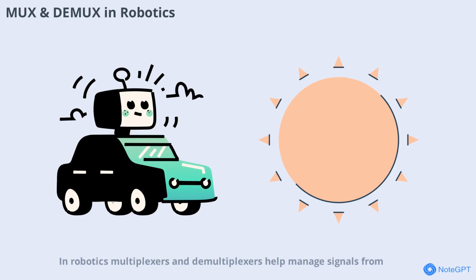In robotics, multiplexers and demultiplexers help manage signals from multiple sensors and control various motors or actuators. This allows robots to perform complex tasks with fewer wires and simpler control circuits, making them more efficient and reliable.